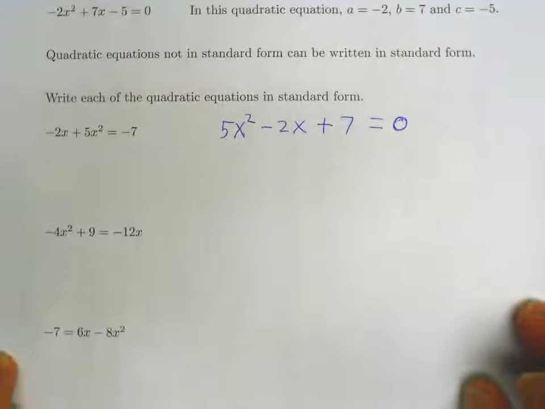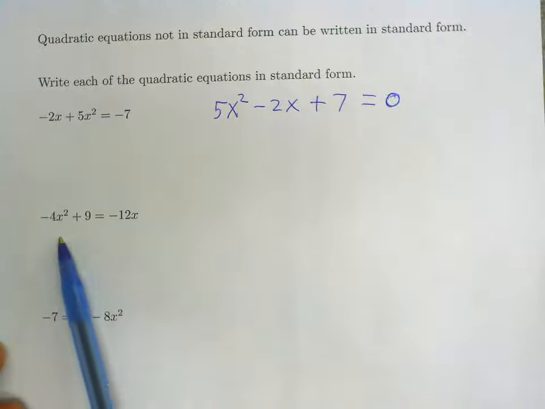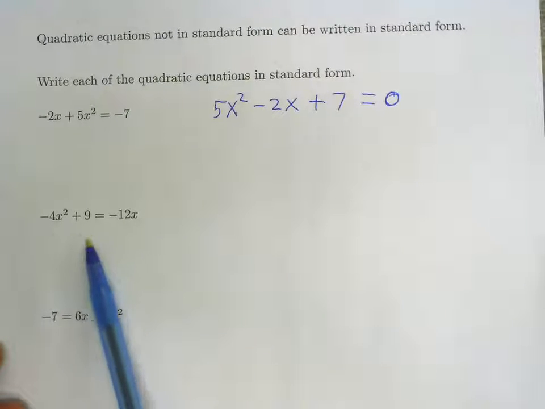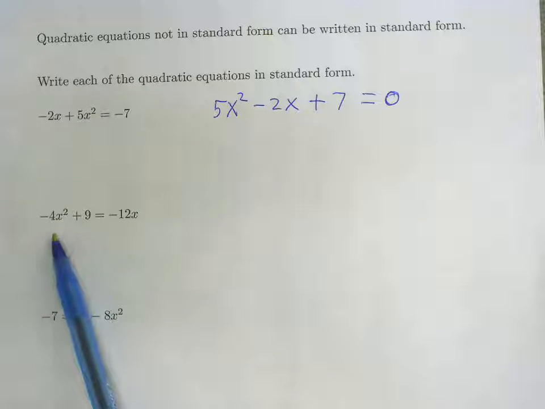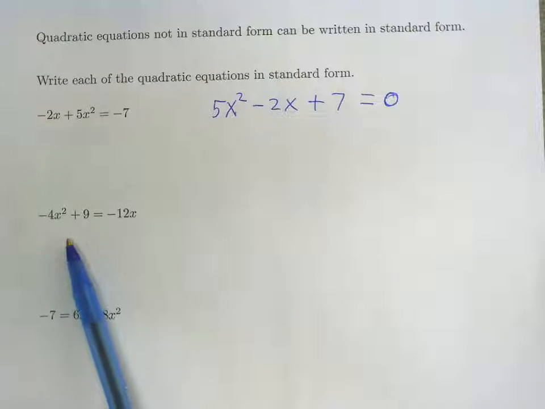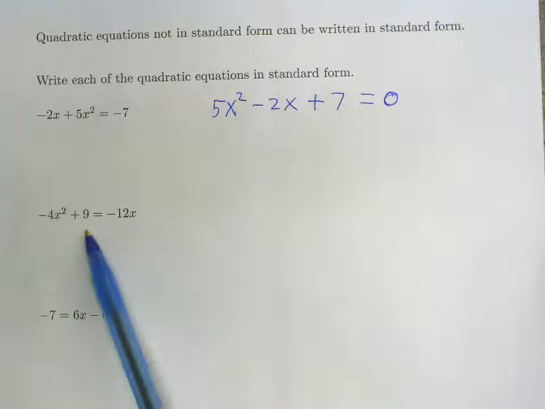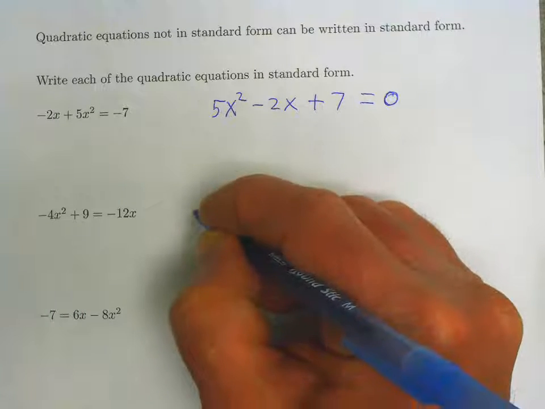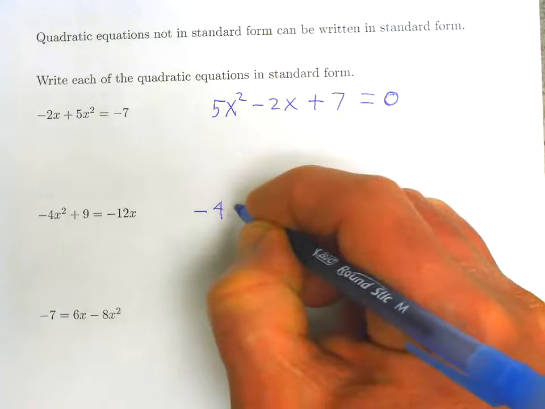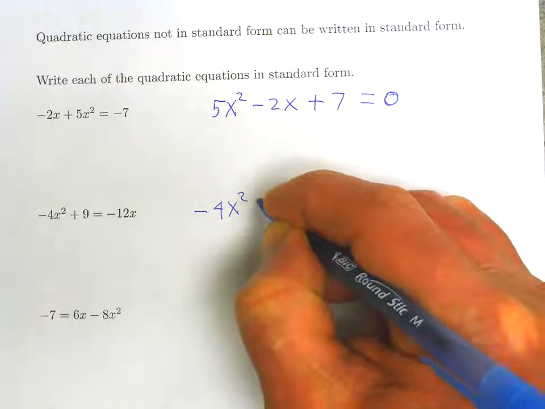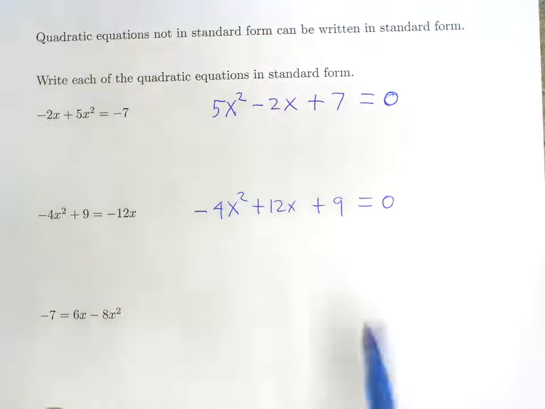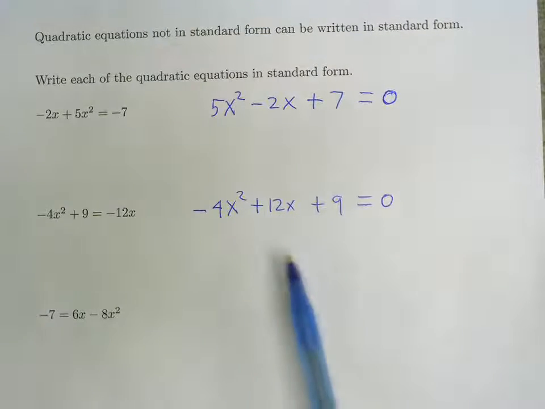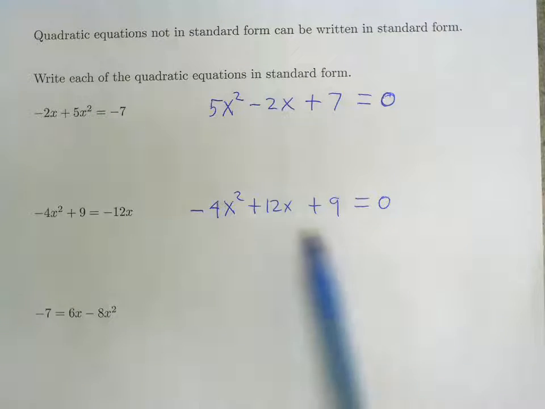Okay, in the next example, this time we have -4x^2 + 9 = -12x. I'm going to rewrite this in standard form in two ways that are equivalent to each other. The first way, I'm just going to add 12x to both sides and put the positive 12x in between the x squared term and the constant 9. Okay, so this is now in standard form.